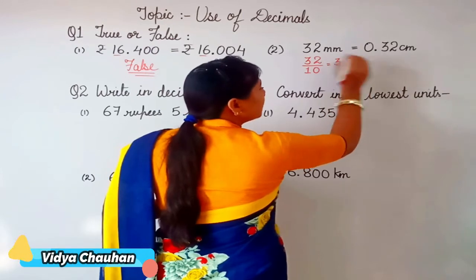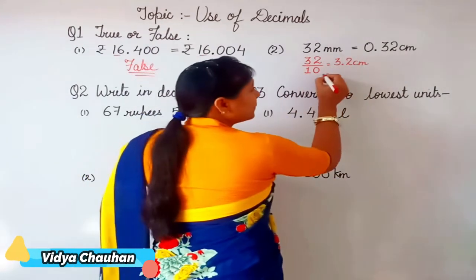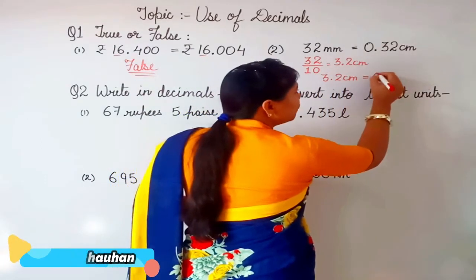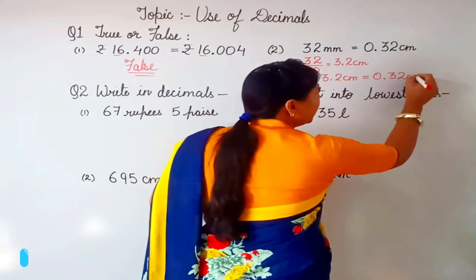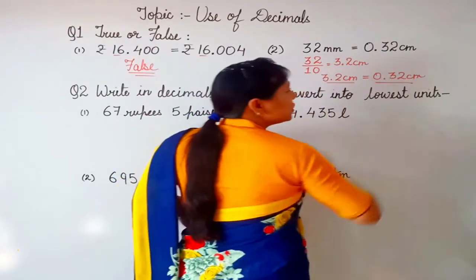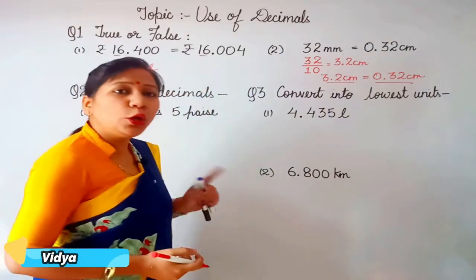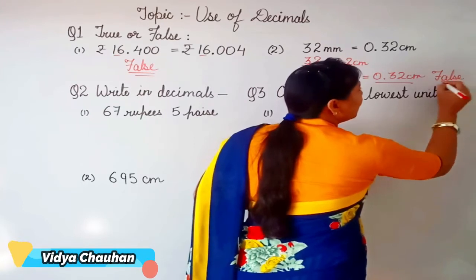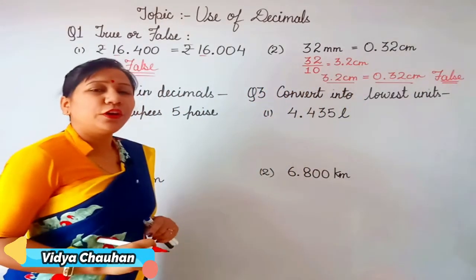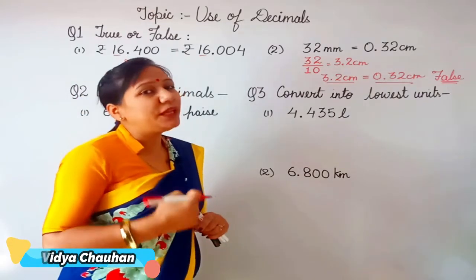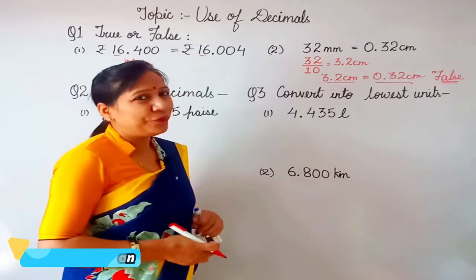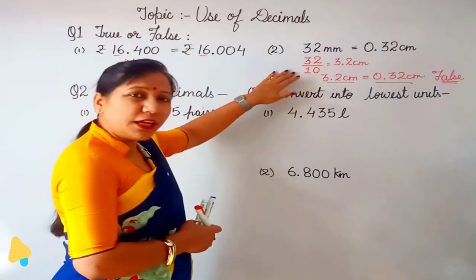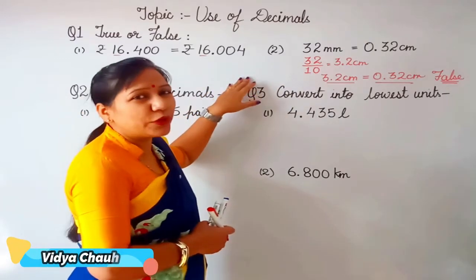3.2 centimeter. Now check whether 3.2 centimeter is equal to 0.32 centimeter. No, they are not equal. Since they are not equal, the statement is false. If for any question the values become equal, then you write true. For both parts which I have taken here, the statements are false. Similarly, you will do the rest of the questions from your book exercise.